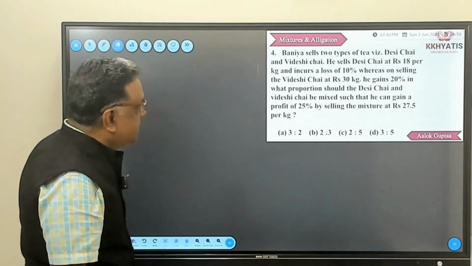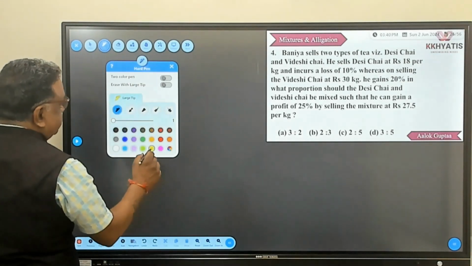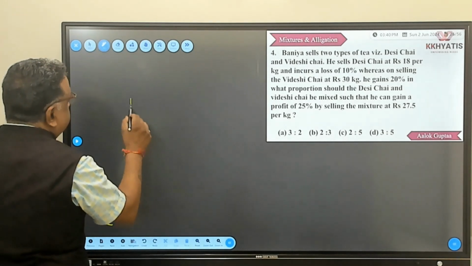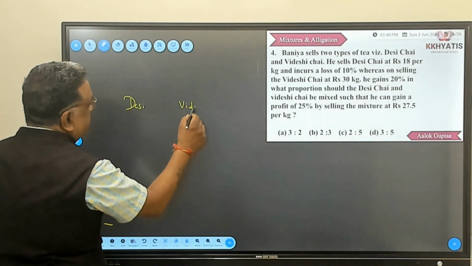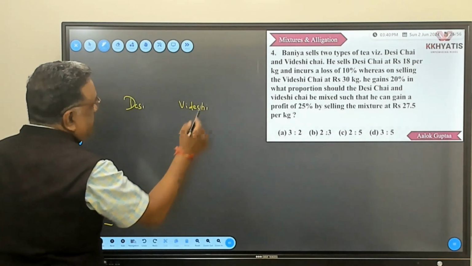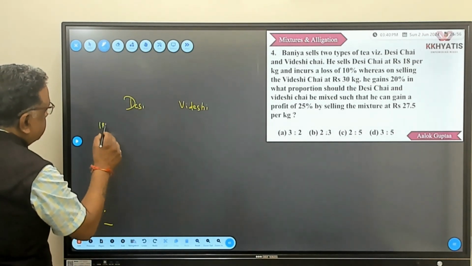So in the first case, which is Desi Chai, and Videshi Chai, what was the selling price? 18 rupees.